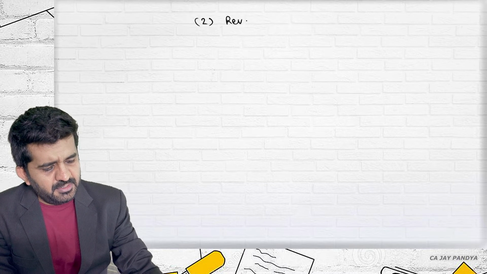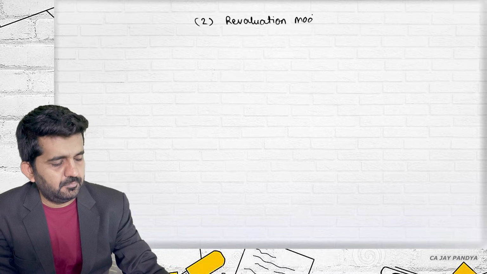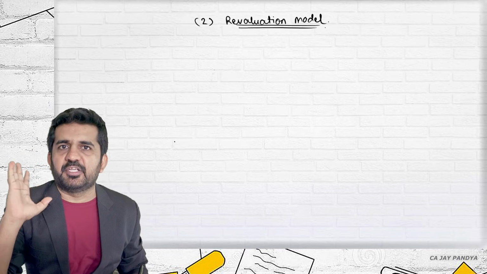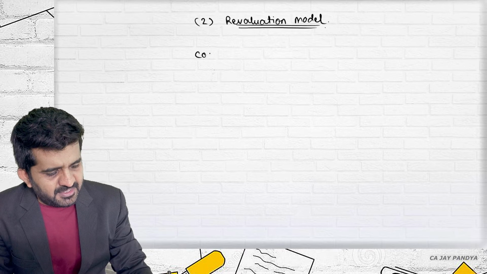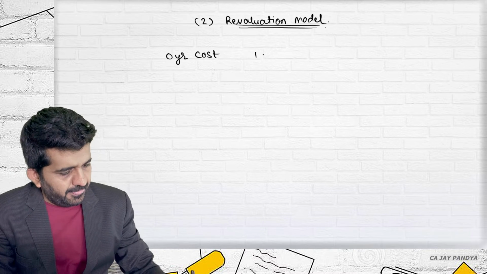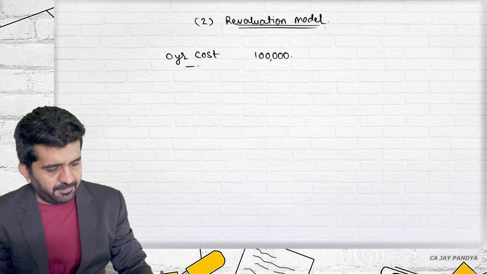Start it. The second model is the revaluation model. Try to concentrate on a simple example. I have purchased an asset in year 0, where year 0 is today, at the rate of rupees 1 lakh. Same example I am repeating.